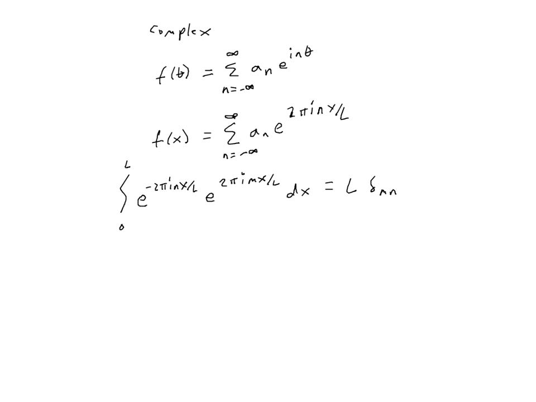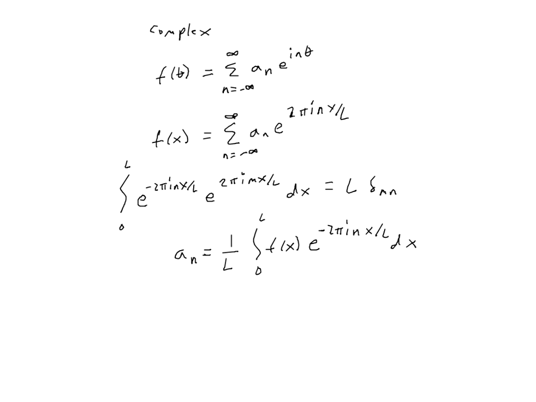And so what happens is that you can define your coefficients as just being equal to 1 over L times the integral from 0 to L of f of x e to the minus 2 pi i n x over L dx.